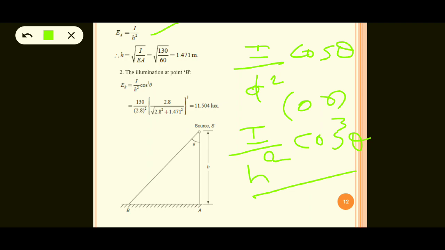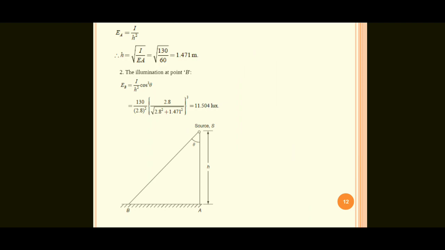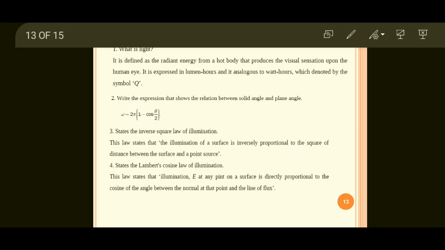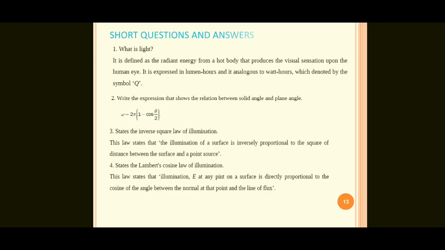So finally we got illumination at point A is 1.47 lux, and illumination at point B is 11.504 lux. A simple problem. Next one, short questions and answers up to till now. What are the topics we have covered?